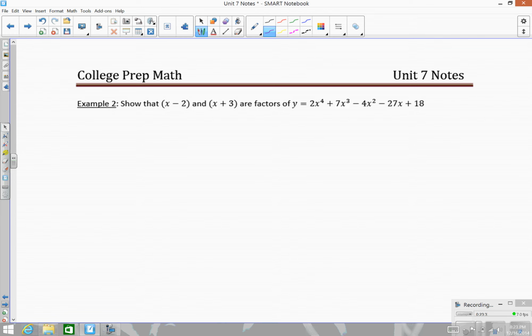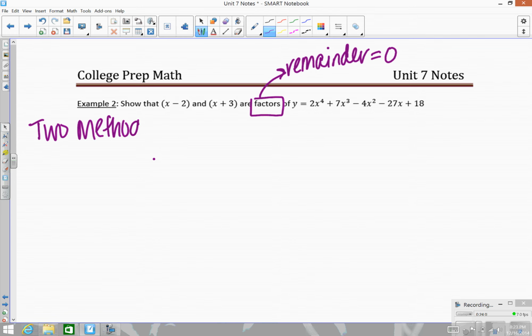So what we want to do, there's a couple ways that you can do this. You can use either the remainder theorem or you can use synthetic division to show that you get a remainder of 0. So whenever you're trying to show that something's a factor, that means that you need to show that the remainder equals 0 when you divide. So there's two methods that you can do this.